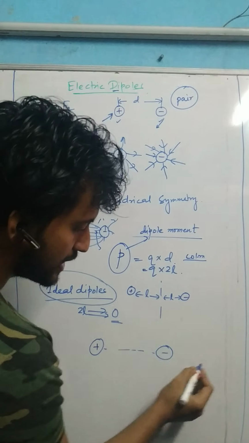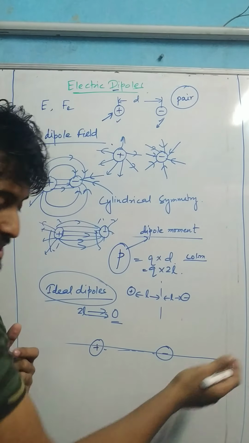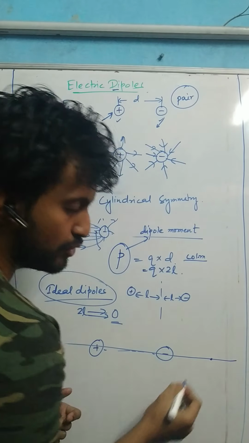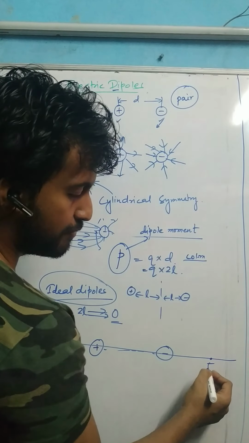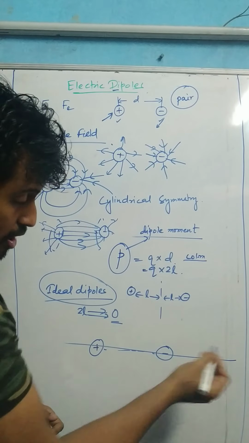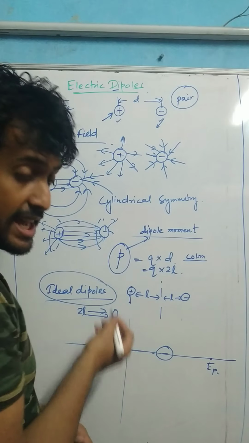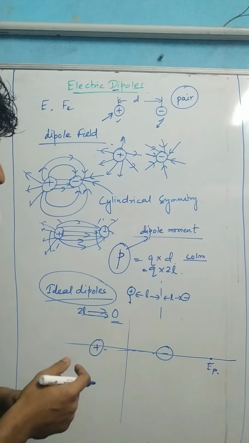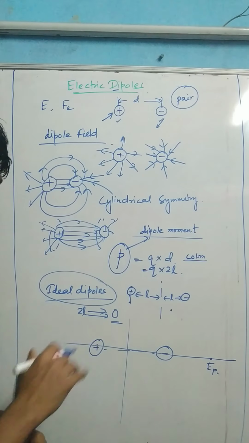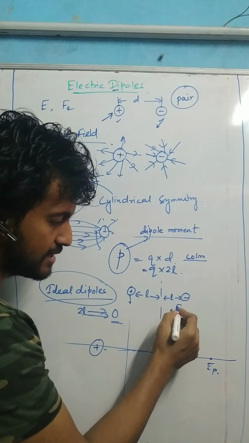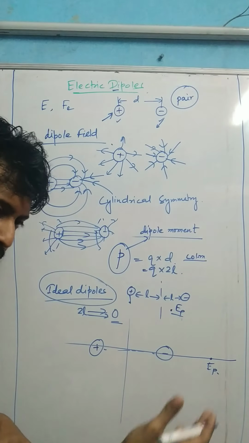Say it is the axis. On this axial line, if we consider a point here or here, we can calculate the electric field at this point. Or if it is the equatorial plane, if we consider a point here, we can calculate the electric field here also. Otherwise, we can have any arbitrary point, and we can calculate the electric field at this point also. So these will be the next topics for us.